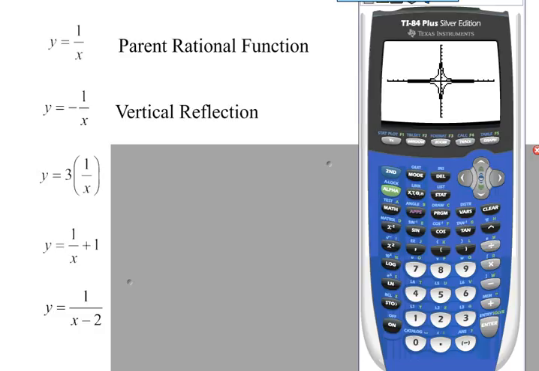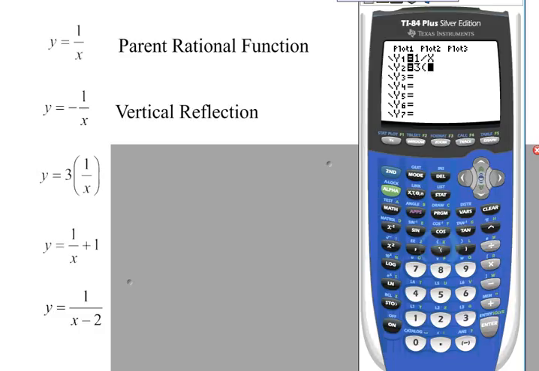All right, let's go down to our next equation here. Y equals 3 times 1 over x. So let's go back to our y equals. We'll leave 1 over x in y1, but let's change y2 to 3 times 1 over x. Notice I'm using the parentheses around the 1 over x. And now let's graph it and see how it compares to the original parent function. So there's the parent. Here comes our new graph. All right, so looking at it initially, we can see that our curves have changed, right? And the question is, how have they changed?